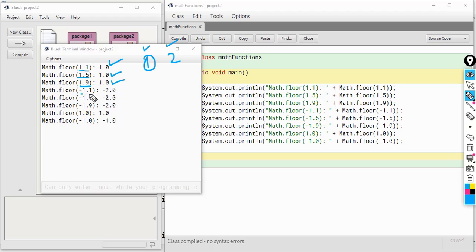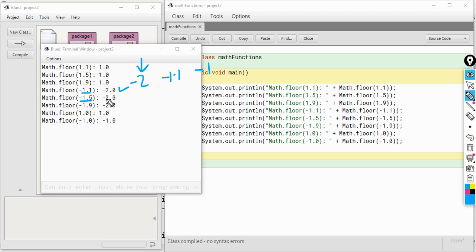Next we have got minus 1.1. So minus 1.1 comes between minus 1 and minus 2. Now the smaller one between minus 1 and minus 2 is minus 2. So the answer will be minus 2.0.